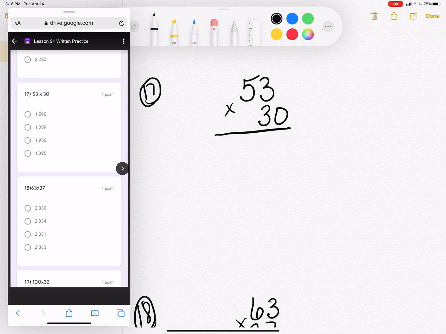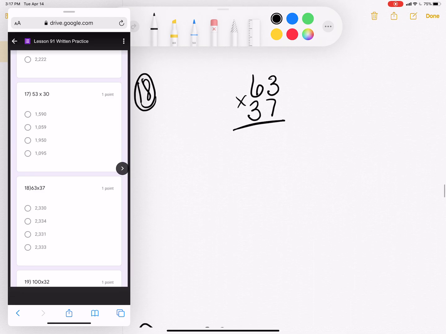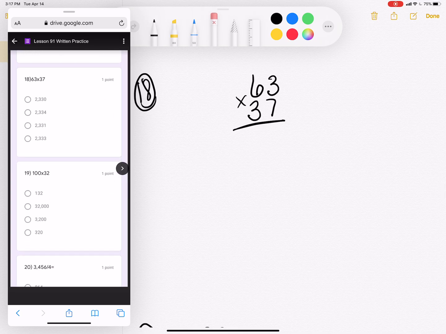Number 17, 53 times 30. I let the 0 hang over. You could do a regular 2 by 2 problem to solve that, but you don't need to. 3 times 3 is 9. 5 times 3 is 15. 1,590 is number 17.